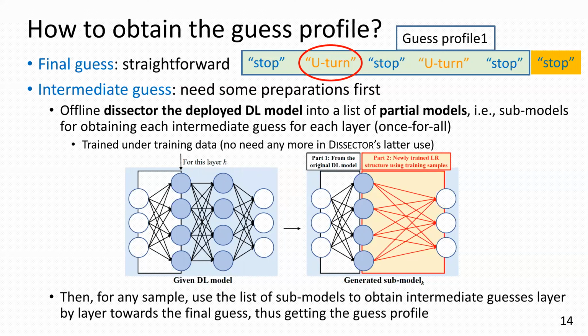We actually first dissect the deployed deep learning models into a list of partial models for each layer. Each partial model is a submodel that links the former deep learning model until the layer with a newly trained LR structure. After that, these trained submodels can be directly used at runtime for any sample to get its specific intermediate gases towards the final one.